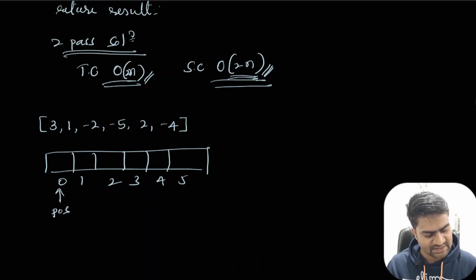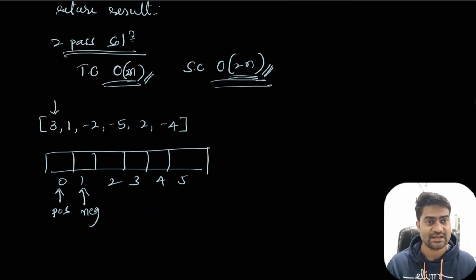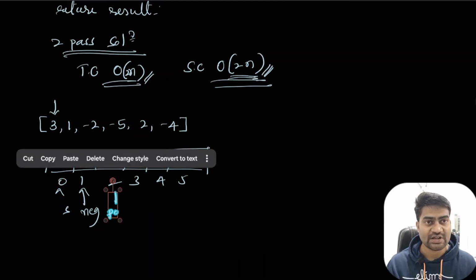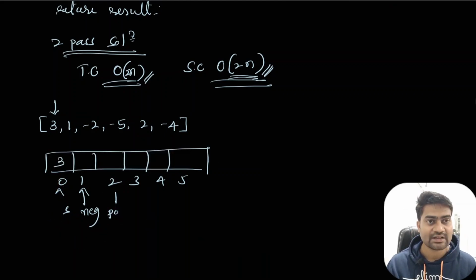So this is my positive index, and this is my negative index. Okay. Then I will start from here. So my number is 3, which is positive, which is greater than 0. So I will put that here, and I will move this pointer to the next index.